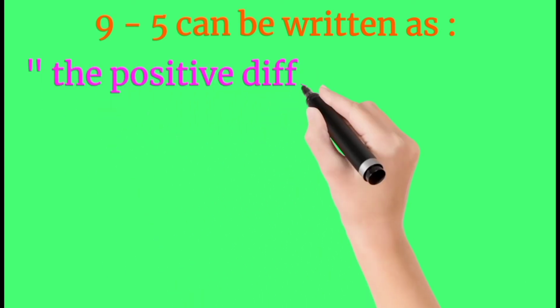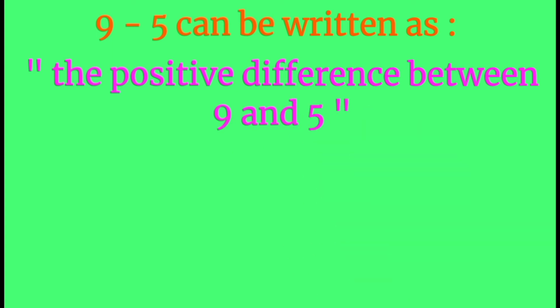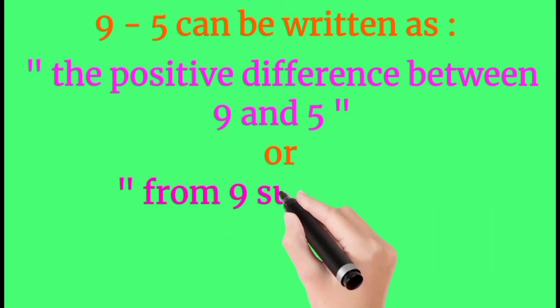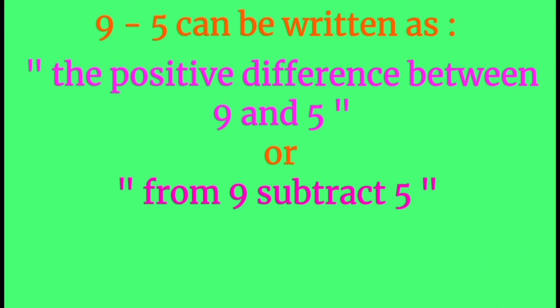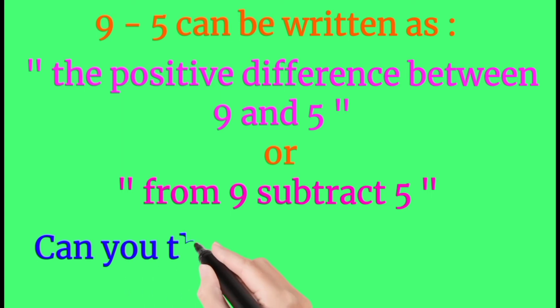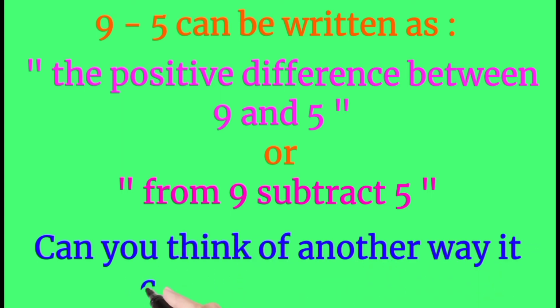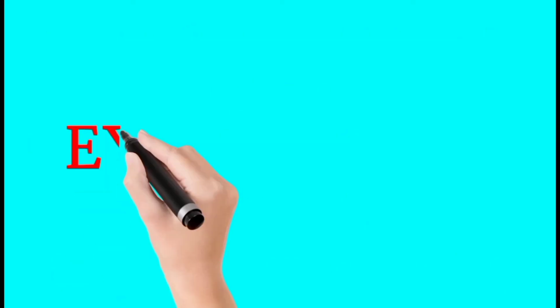Another illustration is 9 minus 5. 9 minus 5 can be written in word statement as the positive difference between 9 and 5. The layman can just pronounce it as 9 minus 5. That is not also wrong, but here we prefer to express it as the positive difference between 9 and 5. Or you can simply say from 9 subtract 5. So can you think of another way you can express this expression?